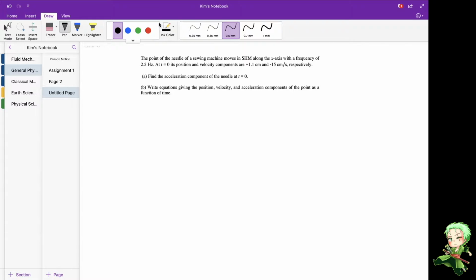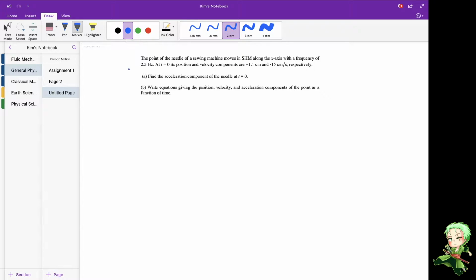So our task here is to find the acceleration component of the needle at t equals 0, meaning its initial acceleration component, and you are asked also in part B to write the equation that gives the position, velocity, and acceleration components of the point as a function of time.